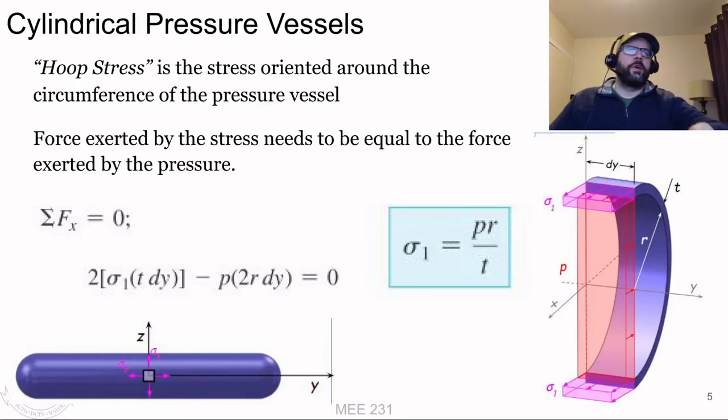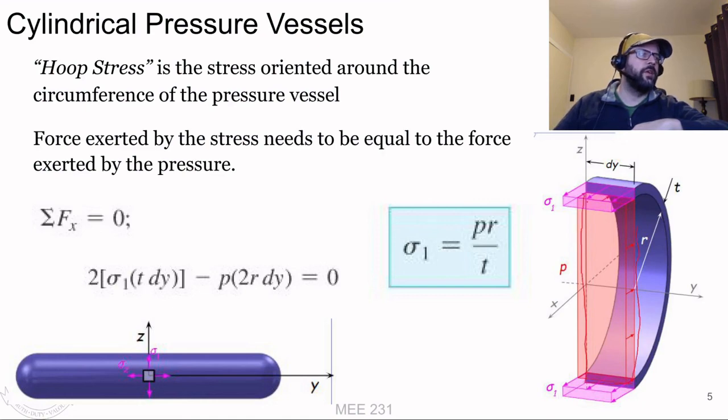For spherical pressure vessels, we get two types of stress that arise. The first one we're going to talk about is the hoop stress. It's the stress oriented around the circumference of the pressure vessel. Again, the force exerted by that needs to be equal to the force exerted by the pressure. The force exerted by the pressure is the pressure times this rectangular cross section, which is twice the radius times dy. Again, we're taking a small slice, and the thickness of that slice is dy.